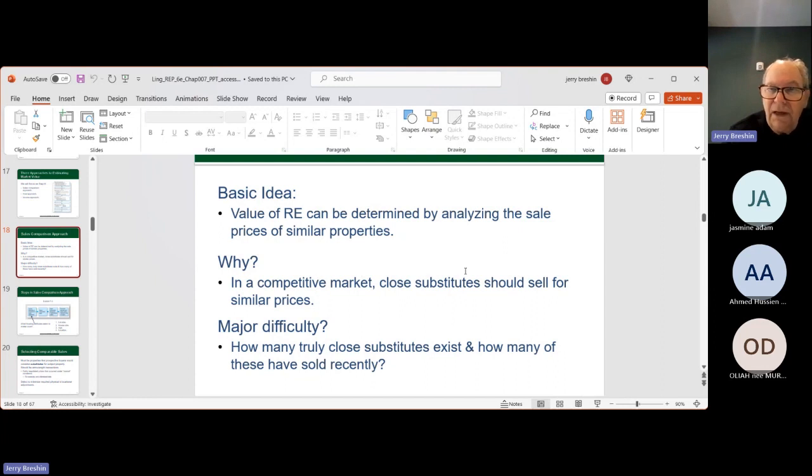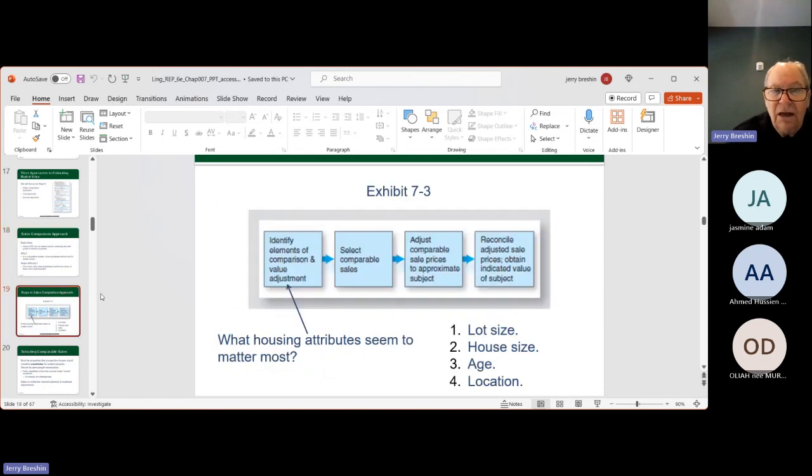Okay. In a competitive market, close substitutes should sell for similar prices. That's the concept. You would look, as a realtor, at properties that have been sold to see what values they sold at, and what properties are on the market as what's called listed properties, properties being listed for sale. What are they being listed at? And then try to work out the best price for your buyer or seller.